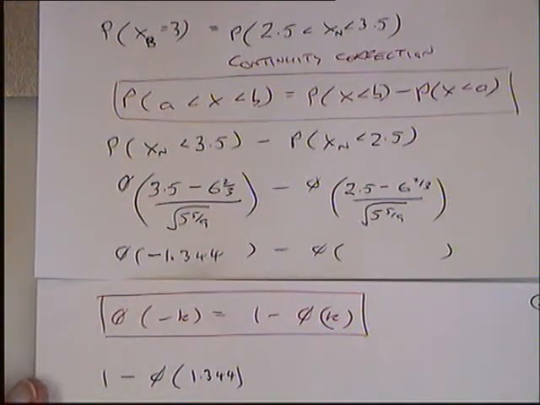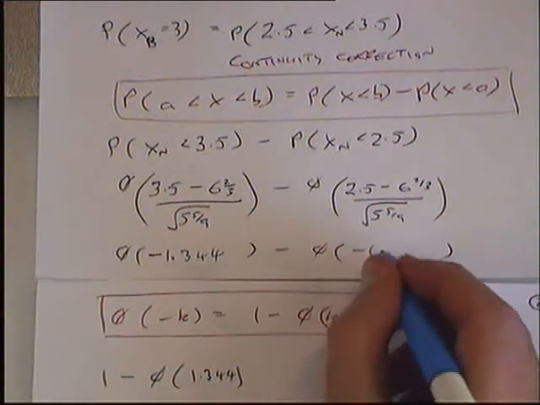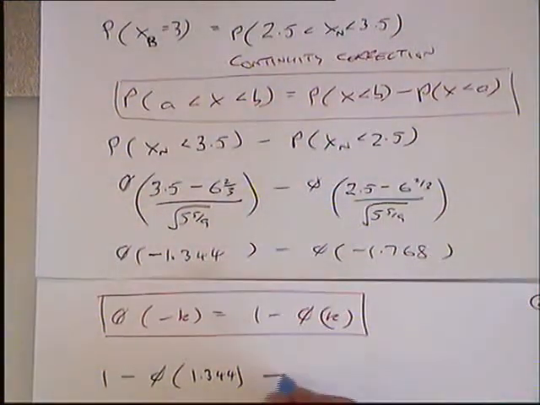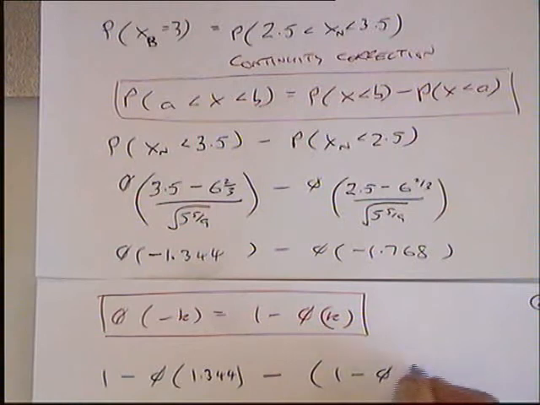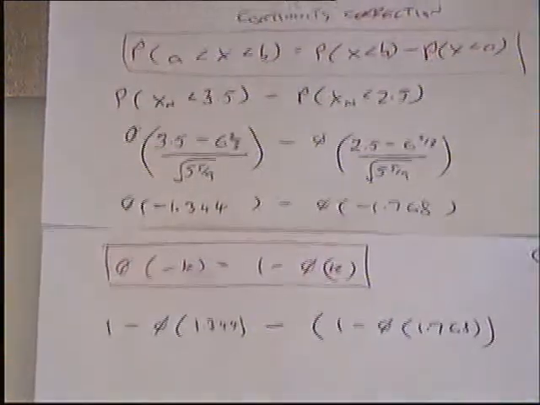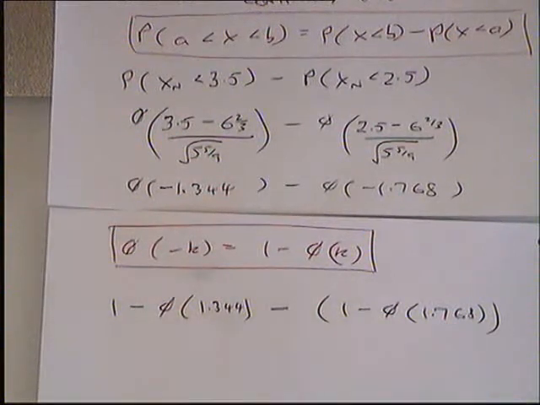That's the first bit. Anybody got a value for the second bracket? Minus 1.768. Yep. So I've used that red box rule over here as well.